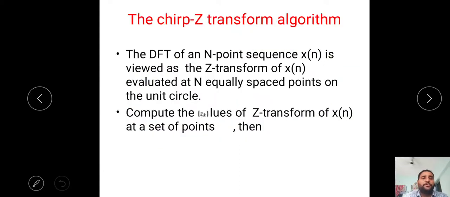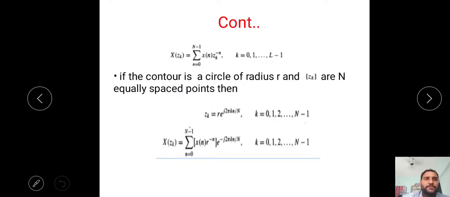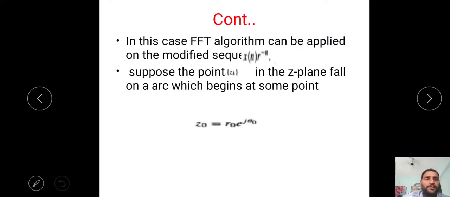Next, the final topic of the second unit is the chirp z-transform. The DFT of an N-point sequence is viewed as the z-transform of x(n) evaluated at N equally spaced points on the unit circle. We compute the DFT using the z-transform of x(n) at set points. That is the z-transform equation. We know that X(z) = summation x(n) z^(-n). If I take z = r e^(-j2πkn/N) and substitute, you get an equation like this: z_0 = r_0 e^(jθ_0).